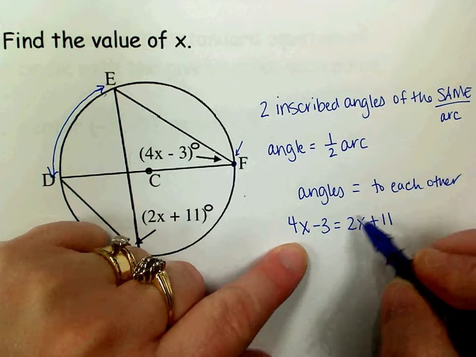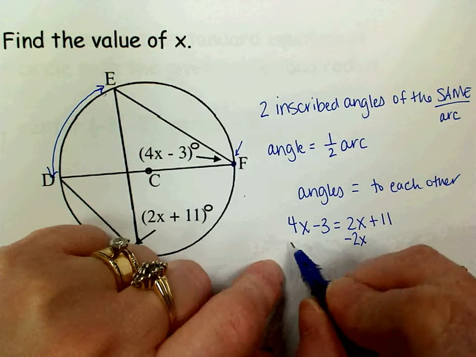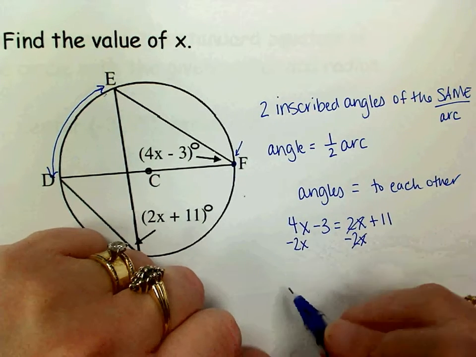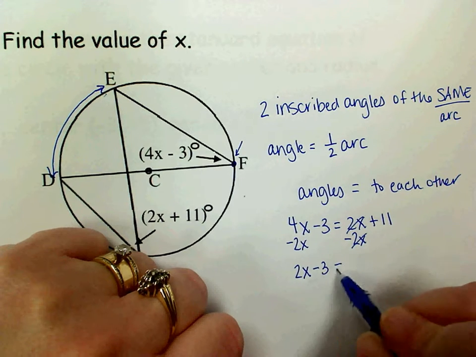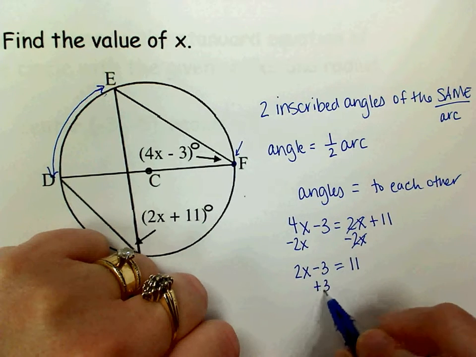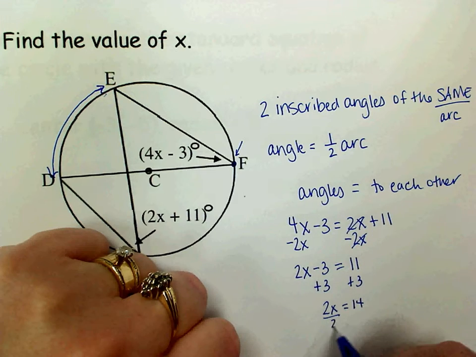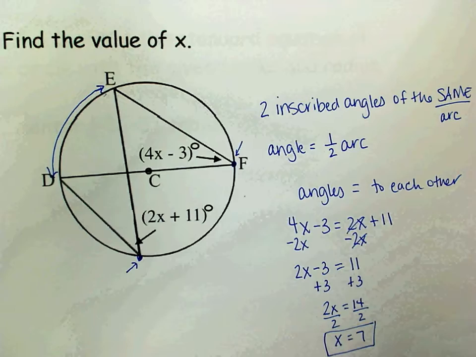The first thing I'm going to do is get my variables on the same side. I usually get rid of the smaller one. So to get rid of the 2x on this side, I'm going to subtract 2x, and I have to do the same thing on the other side. Now 4x minus 2x is 2x, so we have 2x minus 3 equals 11. Now we have a two-step equation. We undo the subtraction using addition, and then we undo the multiplication using division. So we get our value of x to be 7.